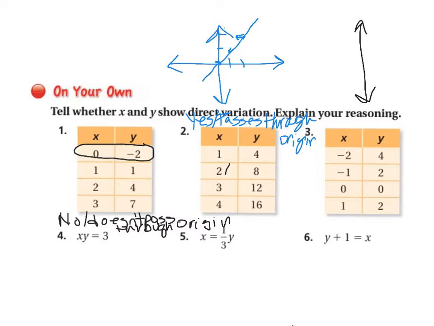And here, the graph does pass through the origin, however, it isn't a straight line. So the answer is no, because it's not a straight line.